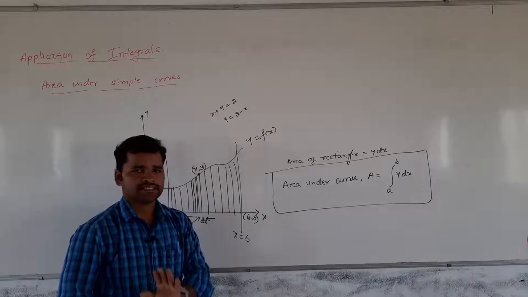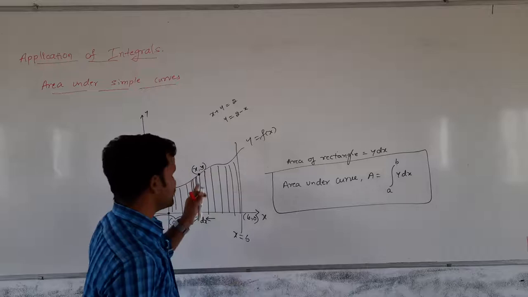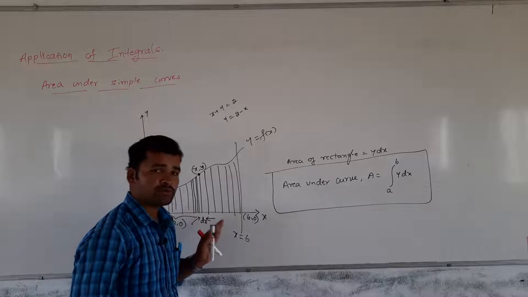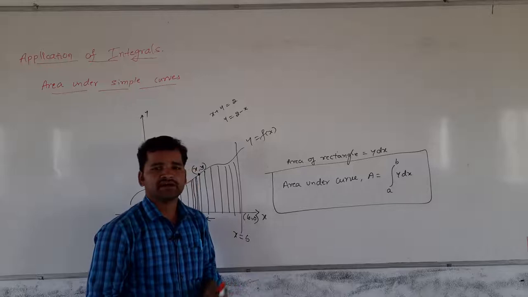Now, area can be found in two ways. One way is considering the vertical strips, another way is considering the horizontal strips. This is the concept of finding the area using vertical strips. See, with vertical strips dx, the area is divided into n parts like this. Now let me explain finding the area under a simple curve by considering horizontal strips.